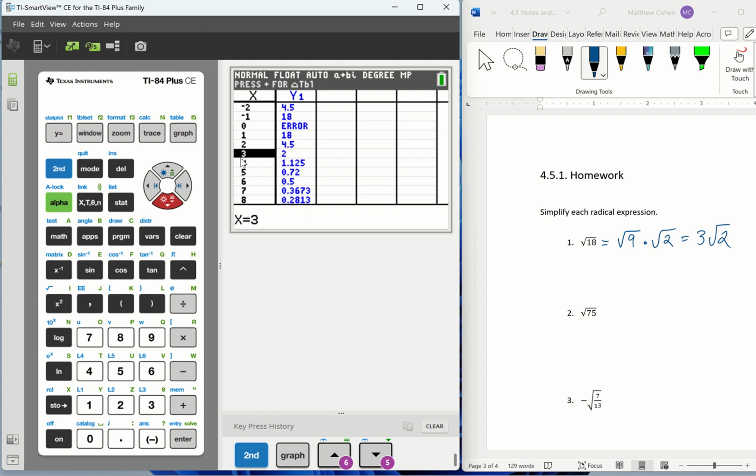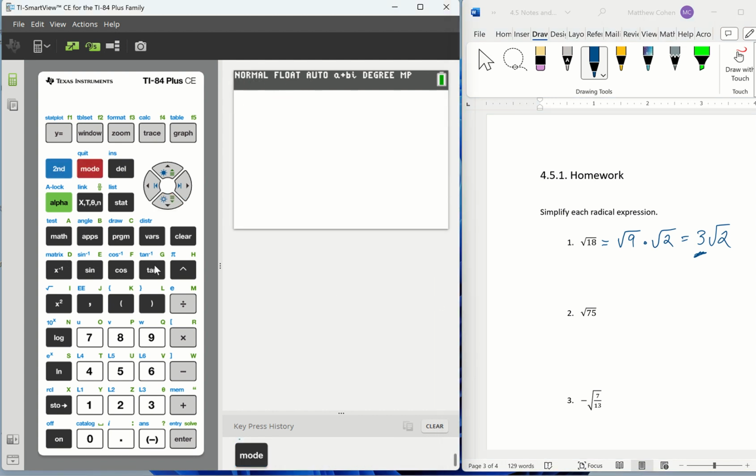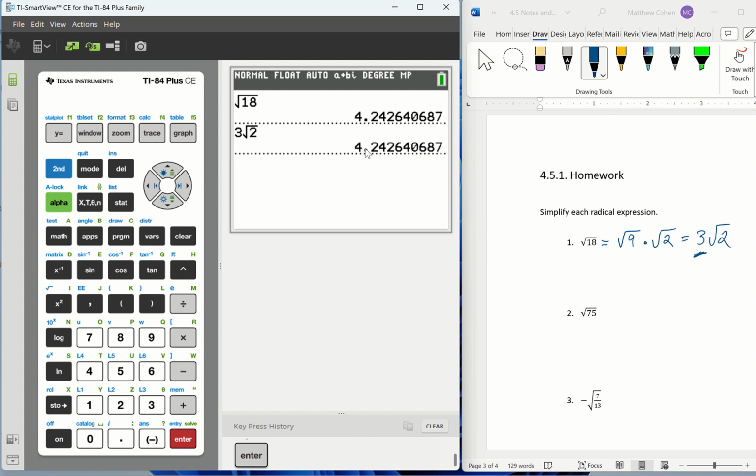So here we end up getting in the x column 3 and in the y column 2. So what's in the x column is going to be your coefficient, so 3, and what's in the y1 column is going to be what's under the square root, so 3 times the square root of 2. If we check that, we can put in square root of 18, and then we can do 3 times the square root of 2. And what you'll see is you'll get the same answer for that.